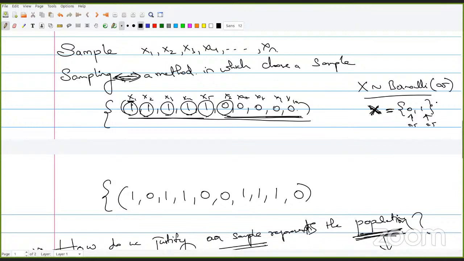Okay. Right. As this is Bernoulli, it has only 2 values. What if your X is normally distributed? Normal 0, 1. Okay, 0, 1. Even if it is standard normally distributed, your X can take all the values, right? Any value from minus infinity to plus infinity.